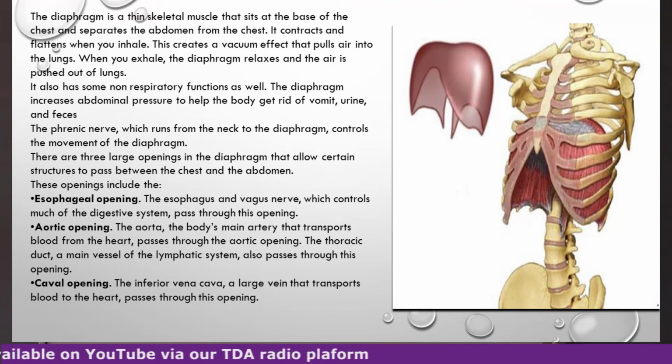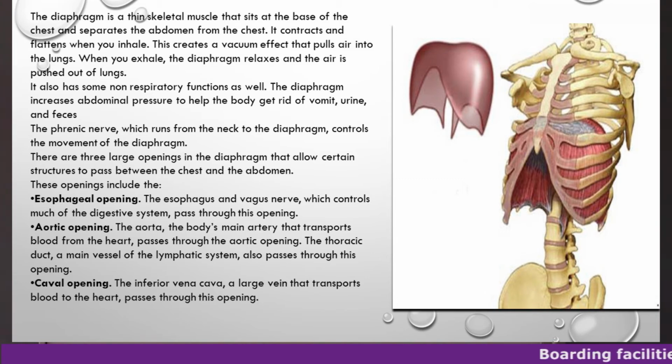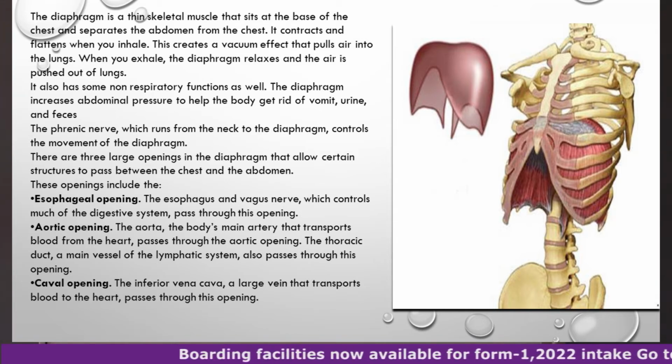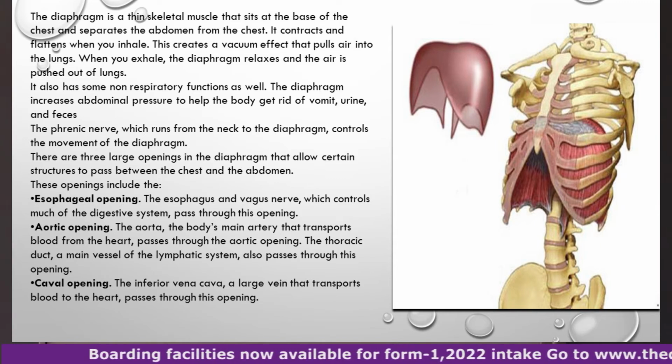Now remember, the diaphragm's main function is to help breathing by relaxing and contracting, and also to divide the abdomen and the chest. Now, as it divides the abdomen and the chest, there are only three openings. That is the esophageal opening, the one which is a pathway of food to the stomach. Remember, the stomach is in our abdomen.